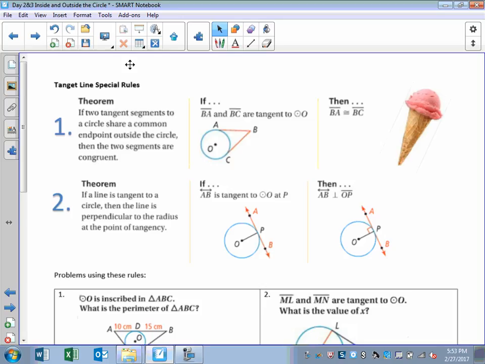The first one: if two tangent segments to a circle share a common endpoint outside the circle, then the two segments are congruent. So if we look at our diagram, we've got two tangent segments outside of a circle, so AB would be congruent to BC. So that's the first one.